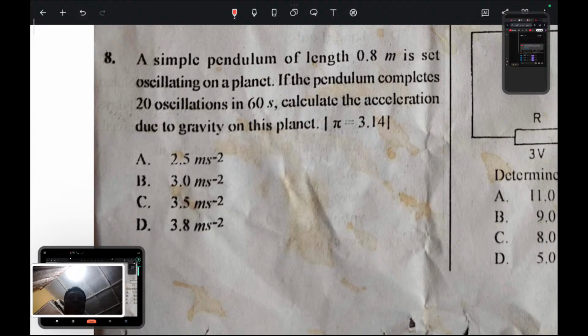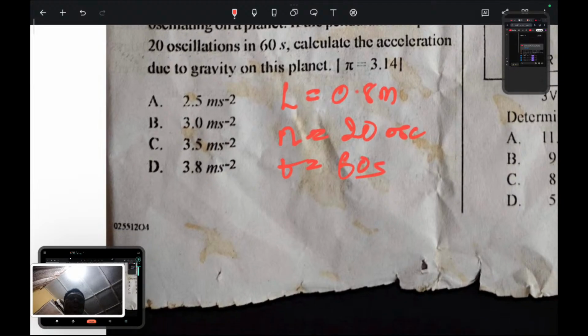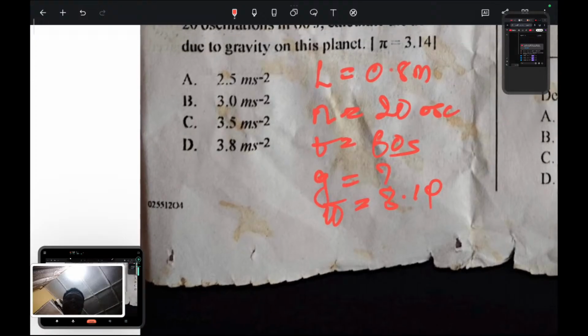A simple pendulum of length 0.8 meters is set oscillating on a planet. If the pendulum completes n equals 20 oscillations, in a time t given to be 60 seconds, calculate the acceleration due to gravity on this planet, given pi to be 3.14.